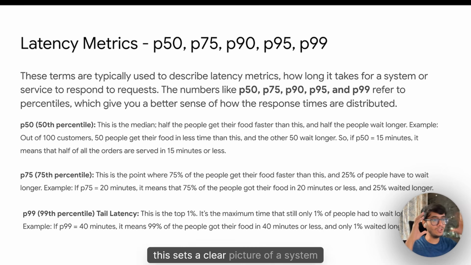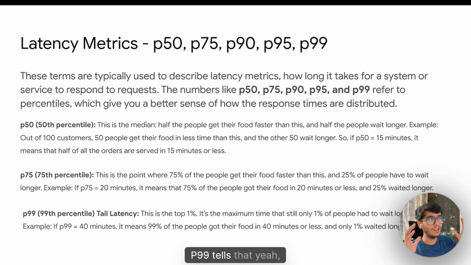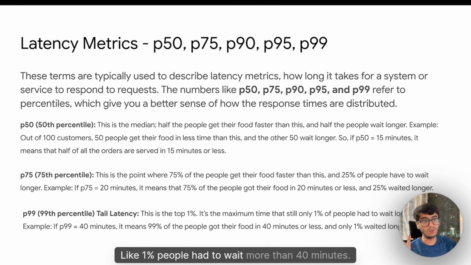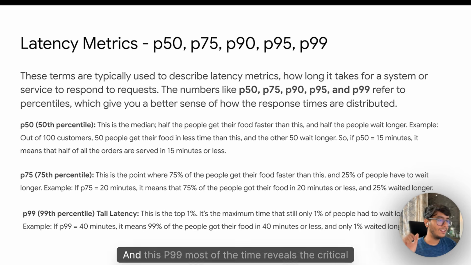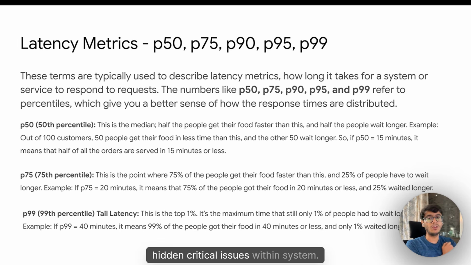And this sets a clear picture of how well a system is performing, and it is very critical in large systems like distributed large systems. That's why P99 tells that yeah, most users are happy, some users are miserable. Like 1% of people had to wait more than 40 minutes. And this P99 most of the time reveals the hidden critical issues within a system.